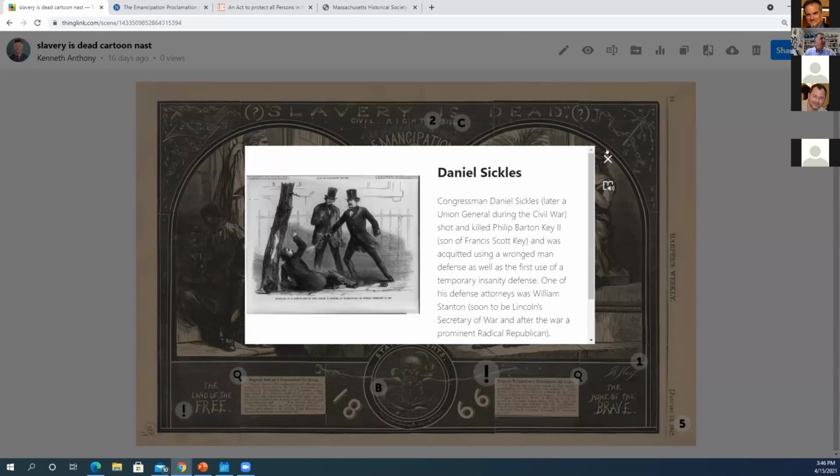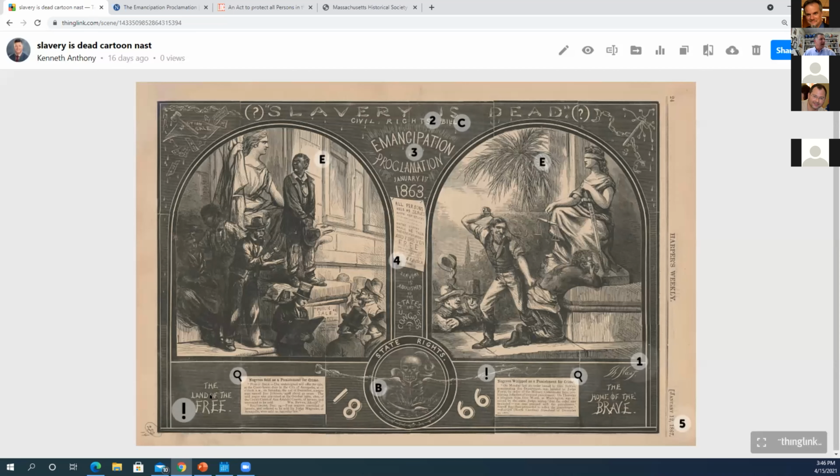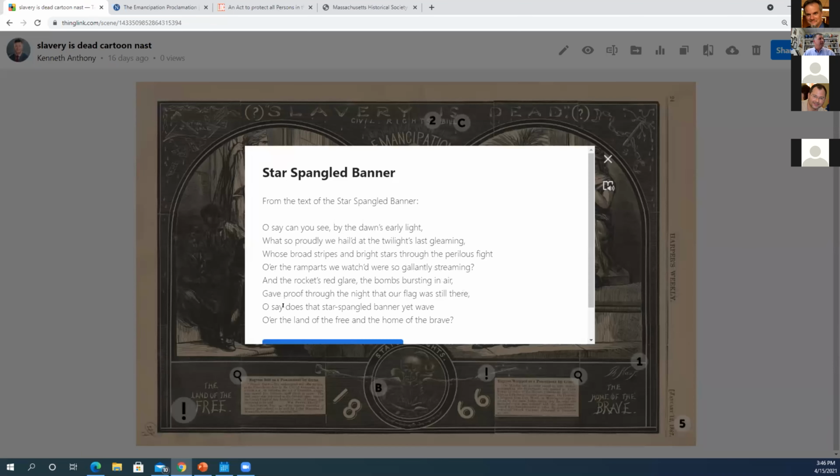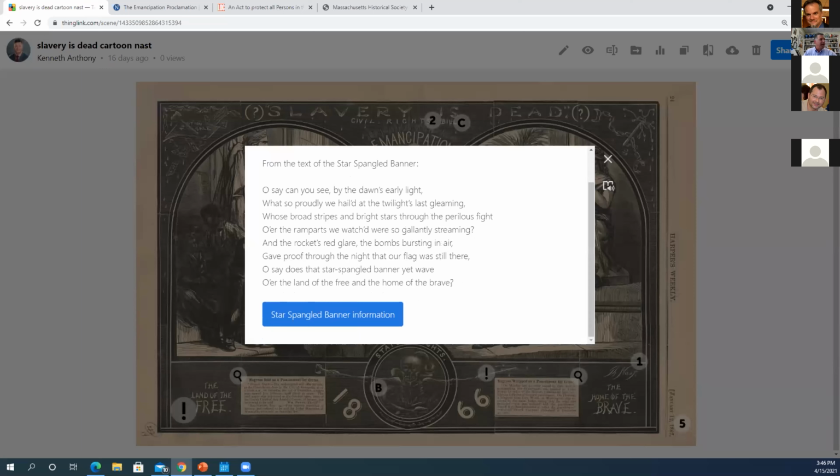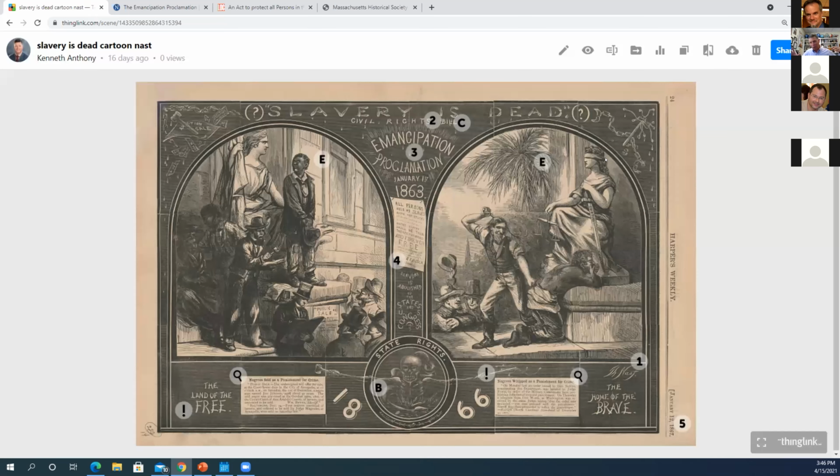And of course, we are talking about Daniel Sickles. And then we got the land of the free and home of the brave, got all the symbolism. Of course, you have the link to the Star Spangled Banner, and that's the last line. And so one of the great things about these primary sources is they're so rich in all these tons of connections that you can make.